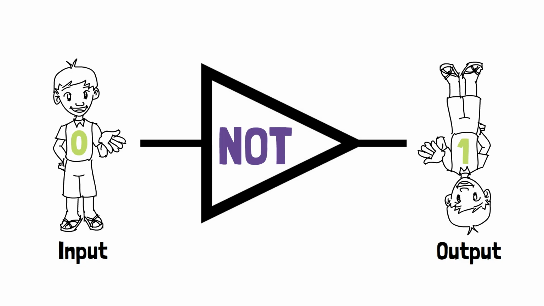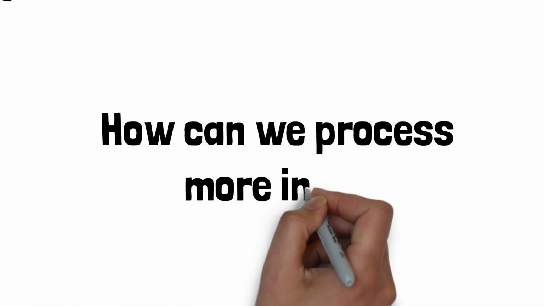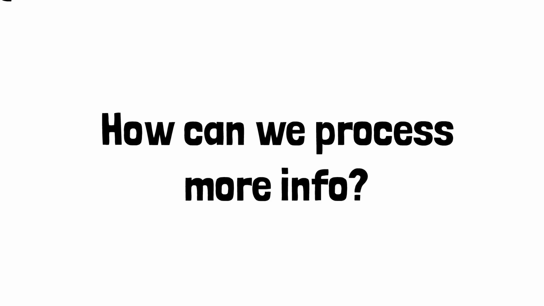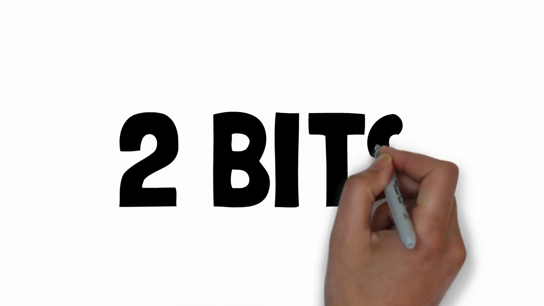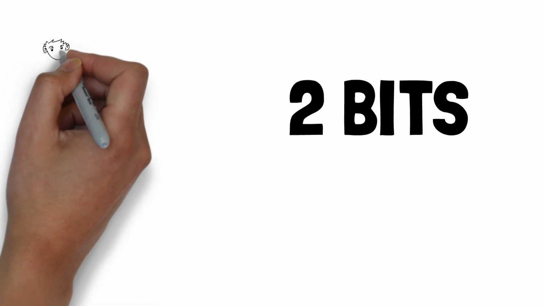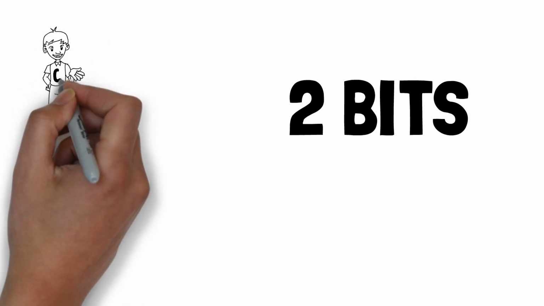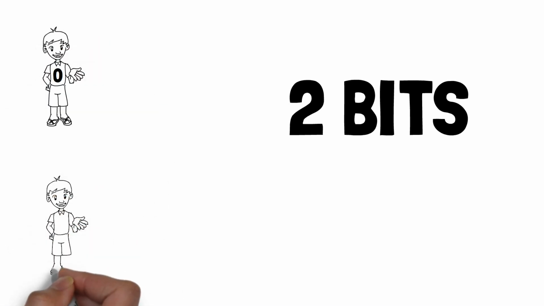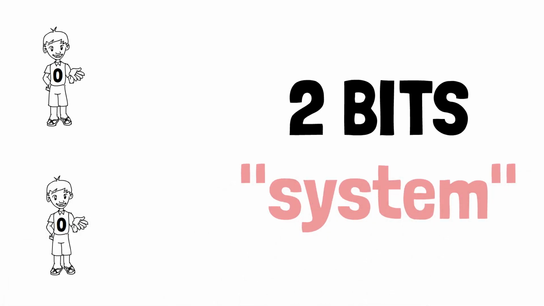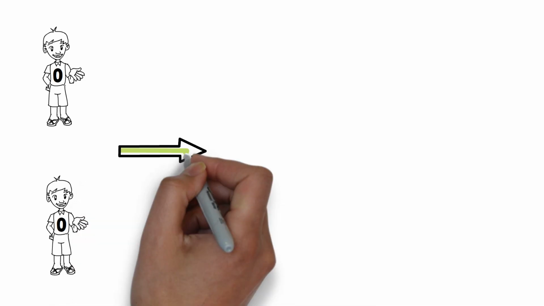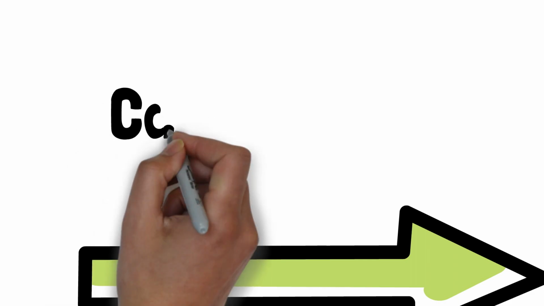However, the NOT gate can only operate on 1 bit, and we can't do much with just 1 bit of information in a computer. So how can we process more information? Well, let's increase the number of bits to 2. Now we have 2 bits that can both be in the 0 or the 1 states. And these 2 bits make something called a system. So now that we have 2 bits, we can do more bit flips. Yay!